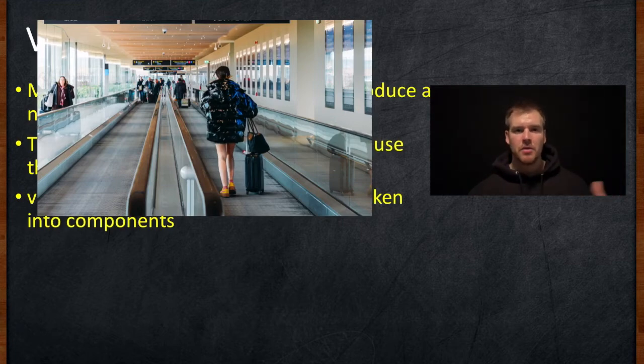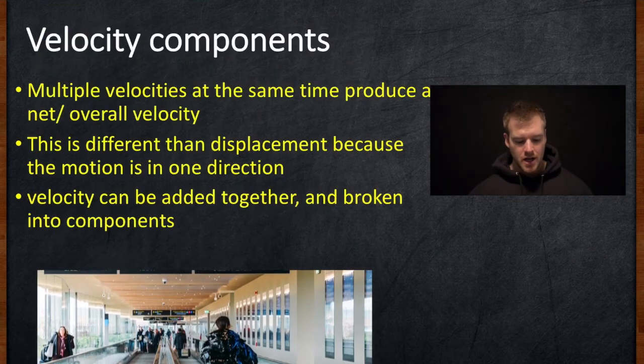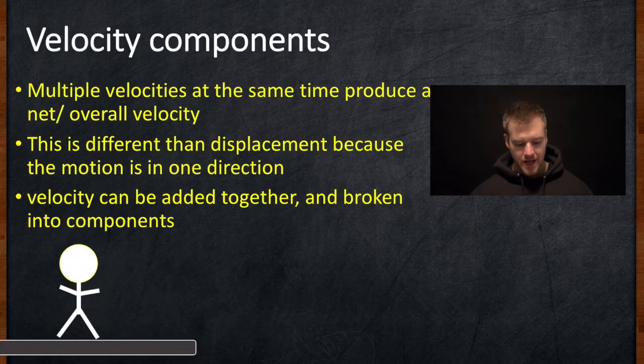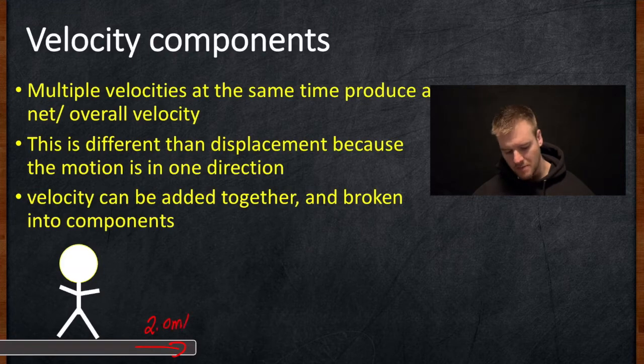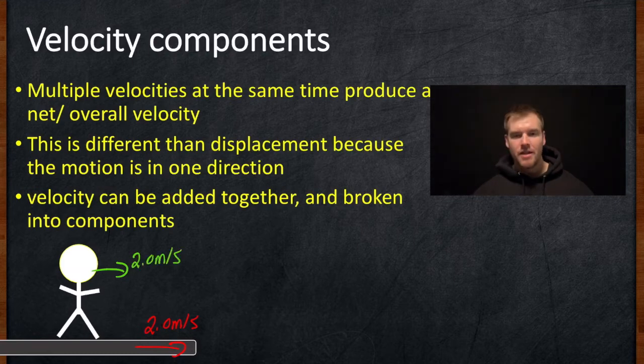This is how we can think of putting multiple velocities together. So let's consider this person is standing on a moving runway, or I think it's called a moving sidewalk. And let's say that it's moving in this direction at just 2.0 meters per second. If the person is walking in this direction as well, give them a green arrow, walking in that direction, maybe they're going at 2 meters per second as well, then their velocities are going to add together.